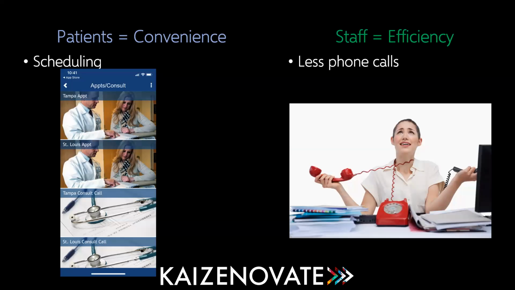So when we think about what the benefits are, I think it's important to talk about the benefits both to the staff and to the patients. So for instance, we've got online scheduling that we can do right through the app for our clients. So why is that good for patients? Well, it's convenient. Why is that good for staff? Because they're taking less phone calls, which takes a tremendous amount of time.